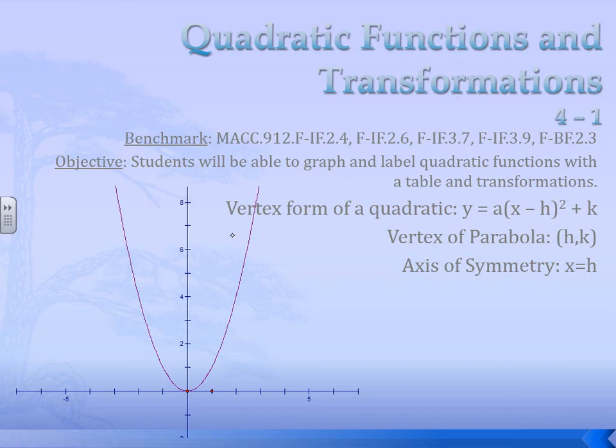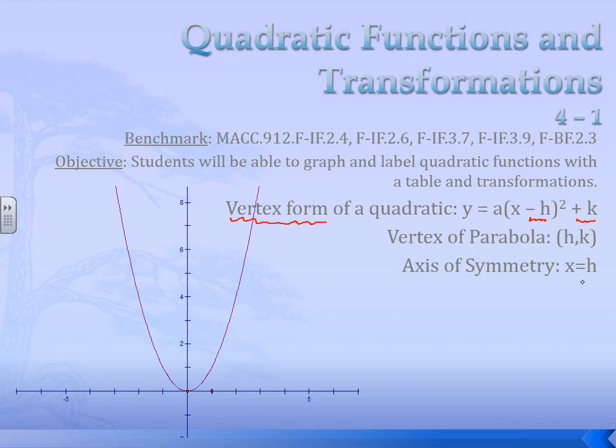Some important formulas that you need. The vertex form of a quadratic is y equals a(x minus h) squared plus k. When we looked at absolute values, you've already seen h and k as transformations, and should remember that h and k make your vertex, h as opposite and k as is. Instead of becoming the vertex of the absolute value, this becomes the vertex of the parabola.